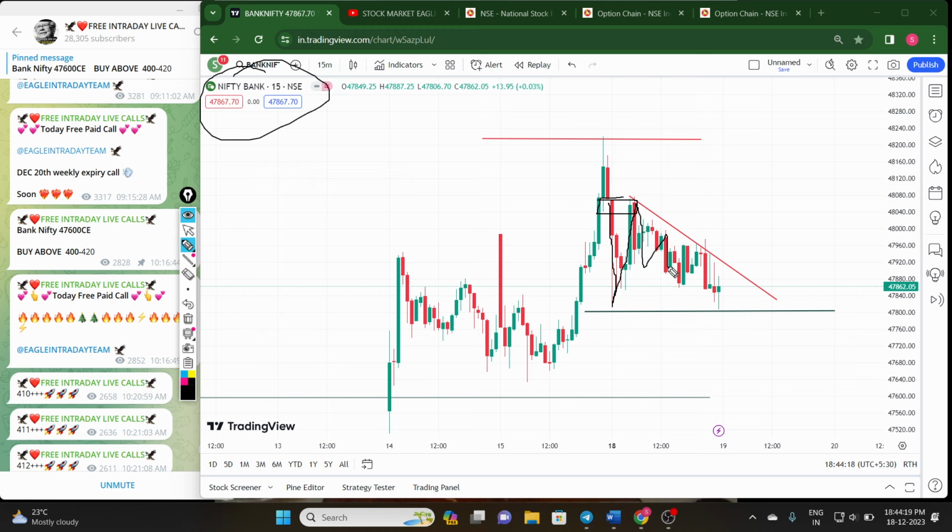Every time the price comes to this resistance zone, it meets selling. So every time the price is going to the downtrend only. Today's complete analysis will be negative only.